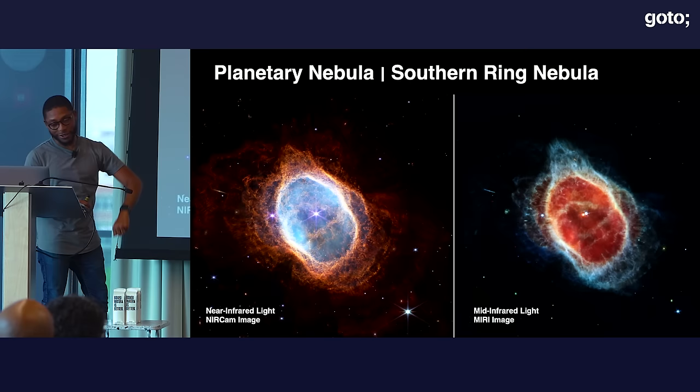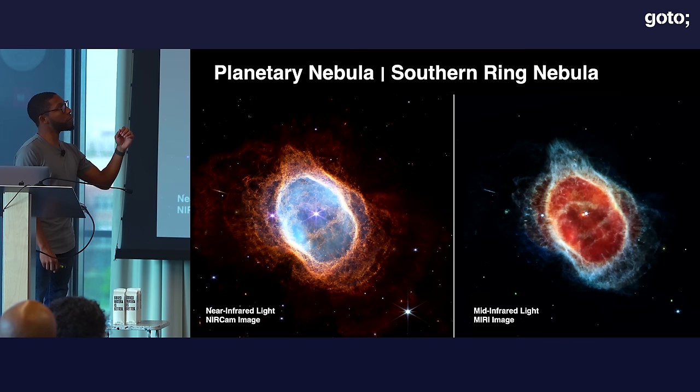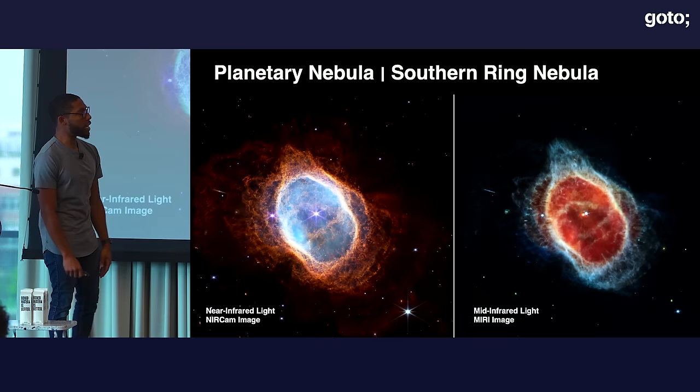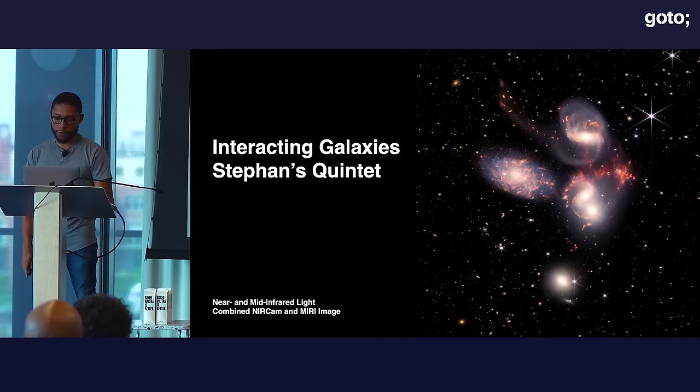So this is an example of a star system that's approximately 3,000 light years away. To put it in perspective for you, one light year is 6 trillion miles. So this thing is 2,500, 3,000 light years away, just to put it in perspective for you. Again, 6 trillion miles.